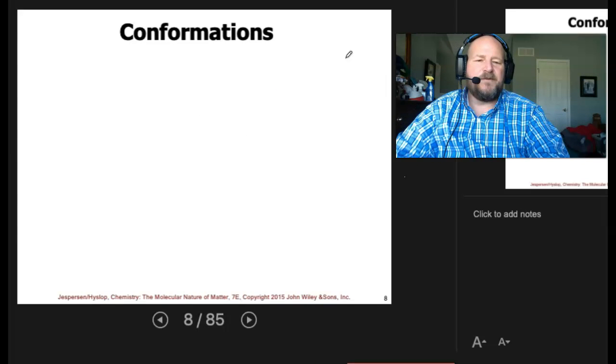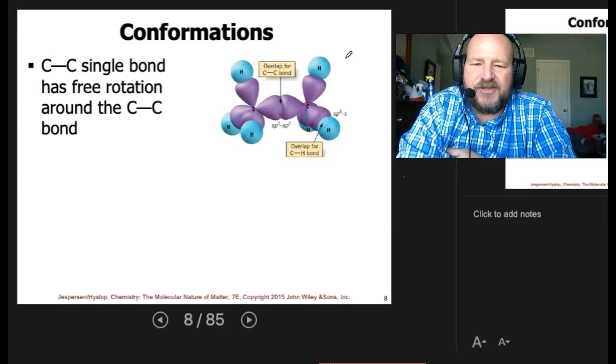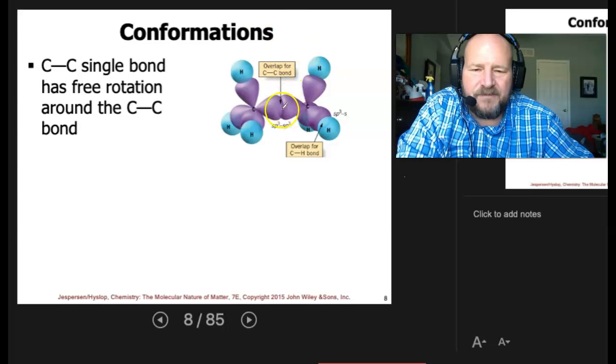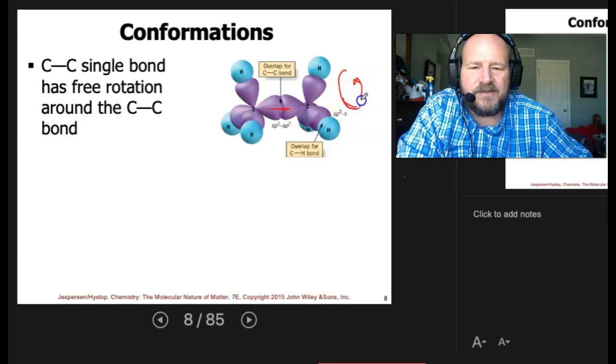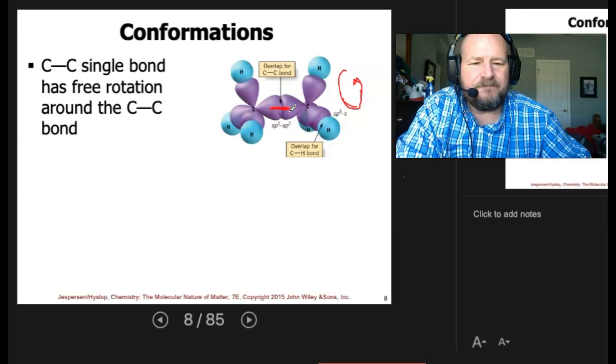All right, the next thing we want to look at is conformations. The C-C single bond has free rotation around the carbon bond. What we're saying here is we have the single bond here. We can rotate the CH3 in a counterclockwise or clockwise direction, right? So it can rotate about that axis right there.